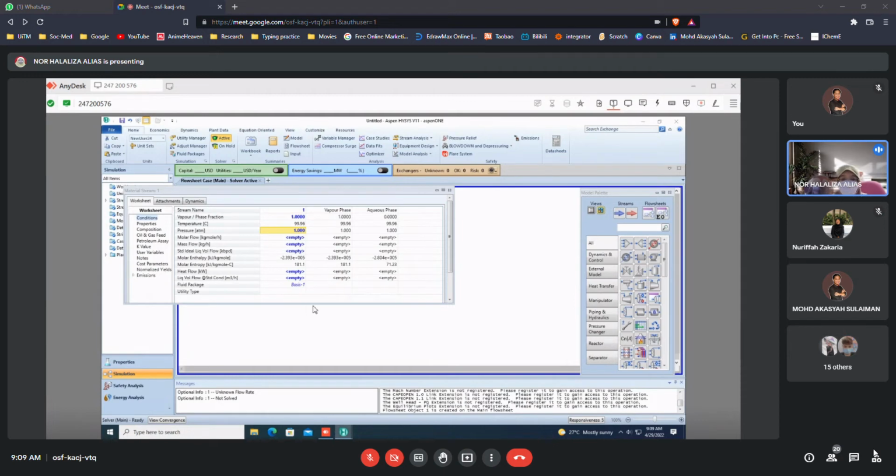So cara nak tukar senang saja macam tadi, go back to pressure and then tukar pada 10, make sure the unit is correct and then enter. Okay, so now you see that the temperature is changing, 180.6 degrees C. Okay, dapat semua 180.6? Dapat. Okay, so the phase is vapor. Vapor also. Okay, good. So far so good.